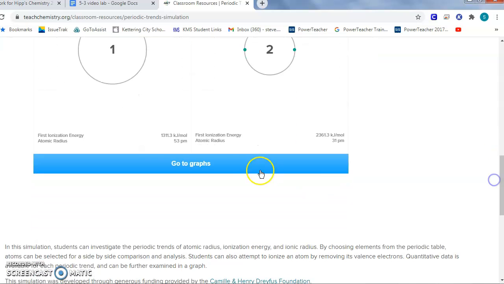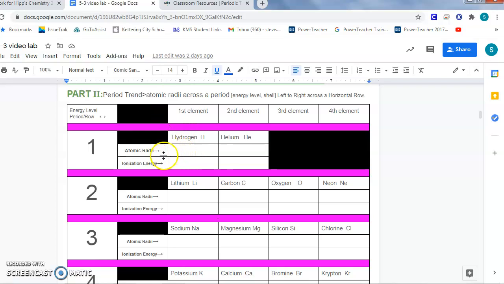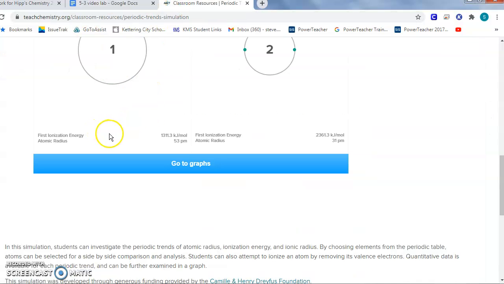We look underneath, and it gives us the ionization energy, which we'll know what that means here after you do part one, and it gives the radius. You can copy and paste these ionization energies and atomic radius right back on our chart. Notice, though, that this has atomic radii on top, ionization energy on the bottom, whereas in the actual lab simulation, they have ionization on top, atomic radius on the bottom. So make sure you get them in the right order on our table.